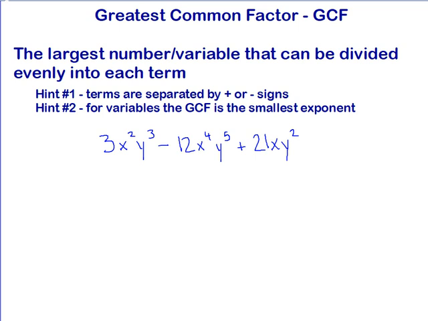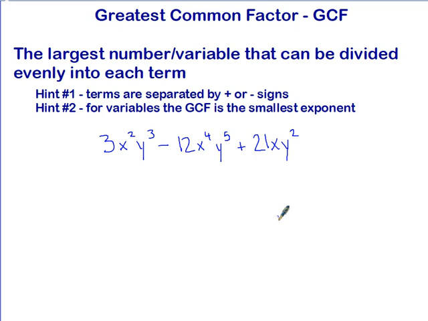The first way that we're going to talk about factoring is the greatest common factor, or GCF, is what you'll hear me say all the time. We're looking for the largest number/variable combination. Sometimes it's just going to be a number. Sometimes it's just going to be a variable. You can also do more than one variable. It has to be able to be divided evenly into each term, and terms are separated by addition or subtraction. So this one has 1, 2, 3 terms.